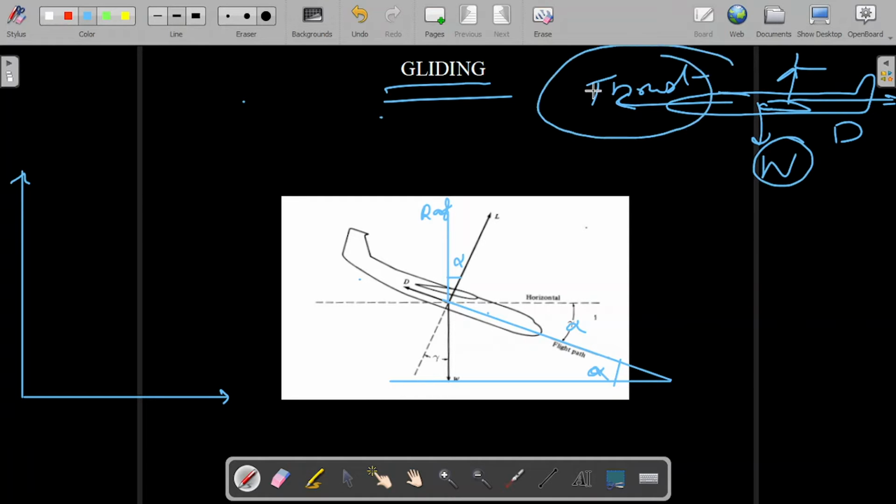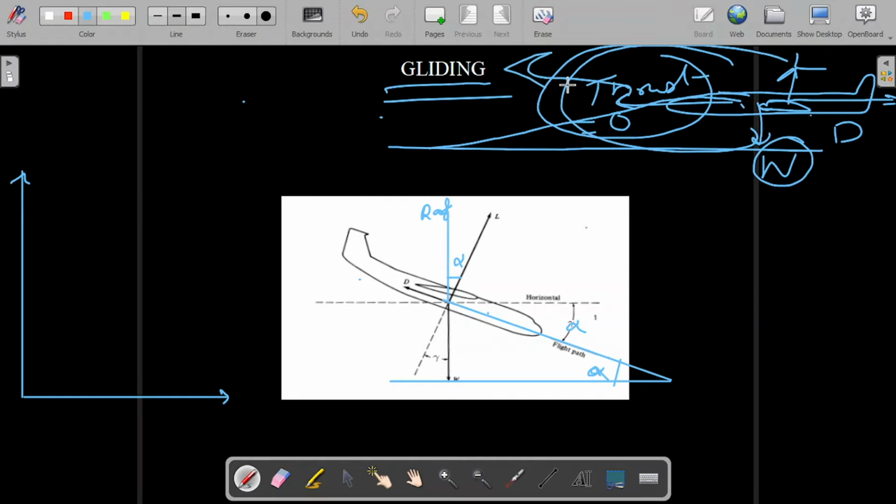In gliding, when the aircraft glides, thrust is equal to 0. That means, either because of some emergency, the engines are not working or the engines are cut off. So the aircraft is approaching the ground for landing, and this phenomenon is known as gliding.